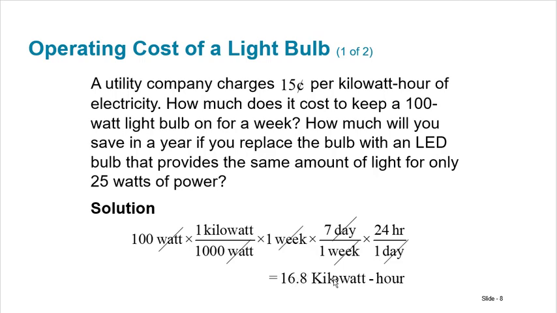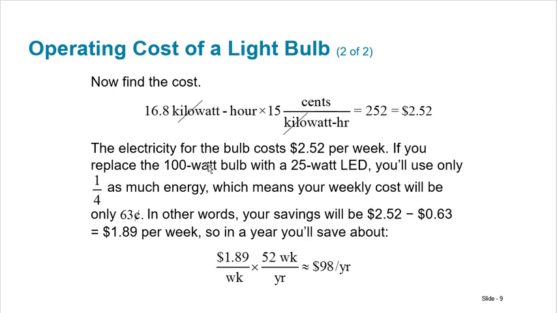16.8 kilowatt hours. And if they charge 15 cents per kilowatt hour, we just multiply that by 15 cents per kilowatt hour, right? Those cancel. And you get 252 cents, which is $2.52. So it costs you $2.52 a week to keep that 100-watt light bulb on constantly.